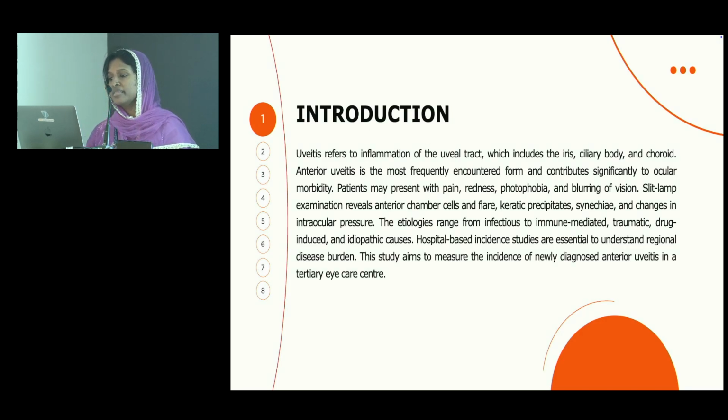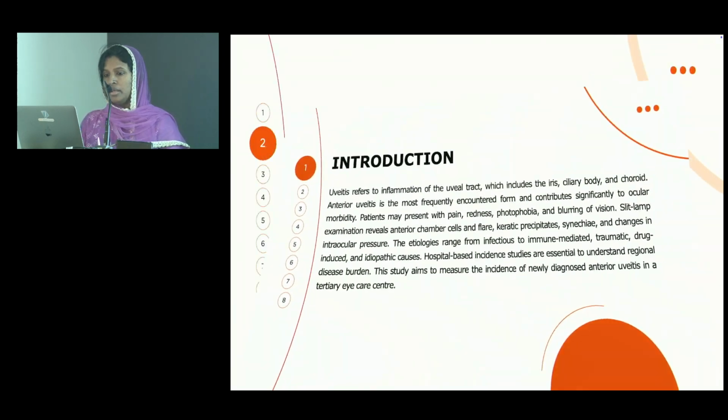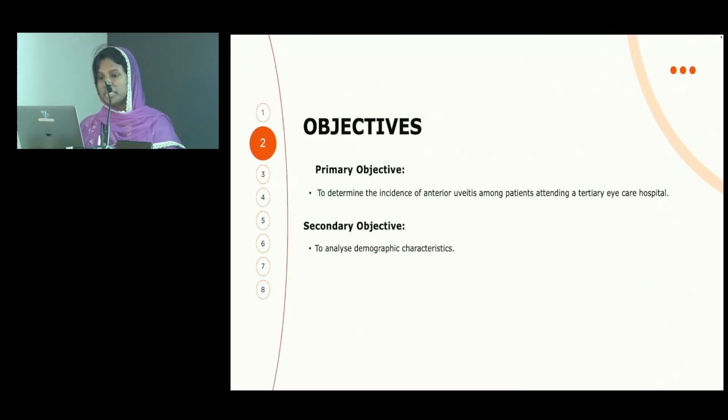Hospital-based incidence studies are essential to understand regional disease burden. This study aims to measure incidence of newly diagnosed anterior uveitis in a tertiary eye care center. Objective. My primary objective is to determine the incidence of anterior uveitis among patients attending a tertiary eye care hospital. Secondary objective is to analyze demographic characteristics.